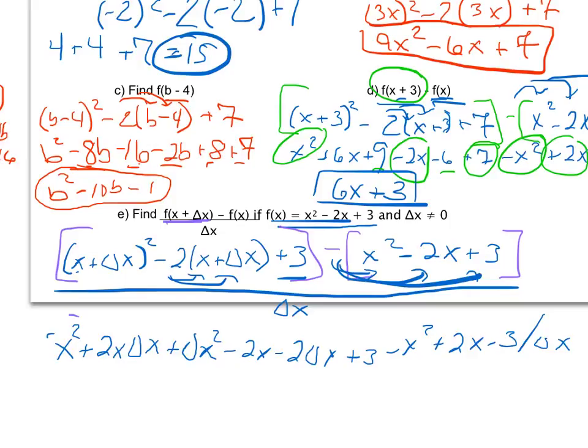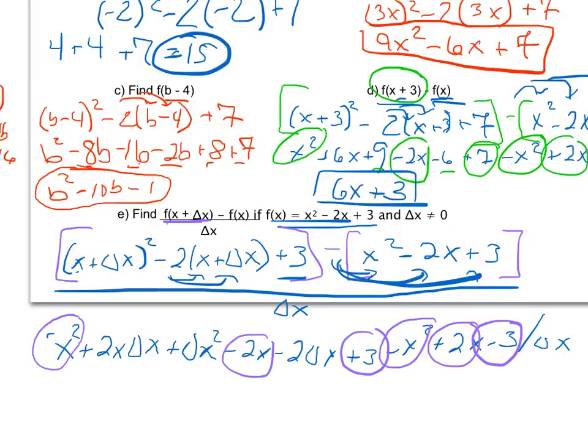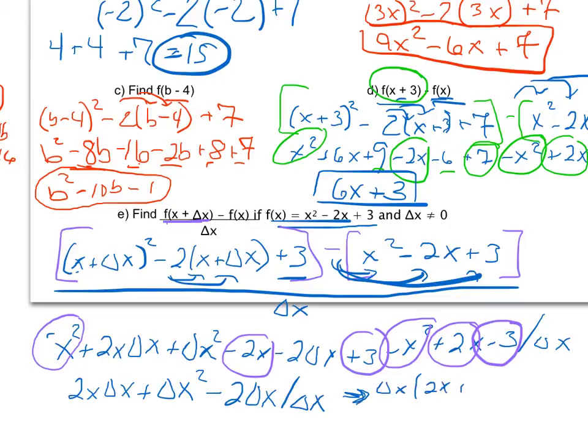I combine like terms. Guess what? My like terms are very similar to the last one where I'm going to have a lot of stuff drop out. So I'm left with 2x change of x plus change of x squared minus 2 change of x, all over change of x. Hey, that's really nice because on top I have a common factor of change of x. So I'm going to factor that out. And I get change of x times 2x plus change of x minus 2, all over change of x.